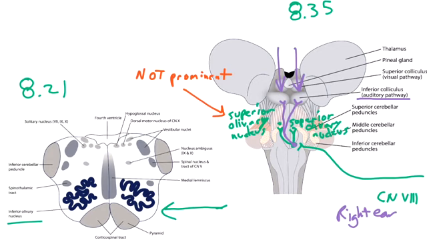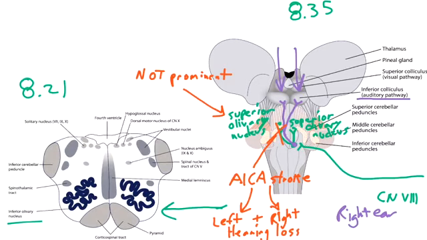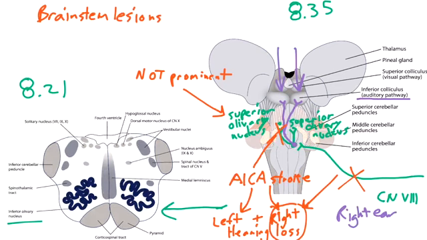Therefore, if you damage the auditory pathway within the brainstem, for example with an AICA stroke, and just on the left side, you will get left-sided hearing loss and right-sided hearing loss. Whereas if you cause damage to just the cranial nerve, for example on this right side, you will only get right-sided hearing loss. So brainstem lesions on either side will cause bilateral hearing loss.